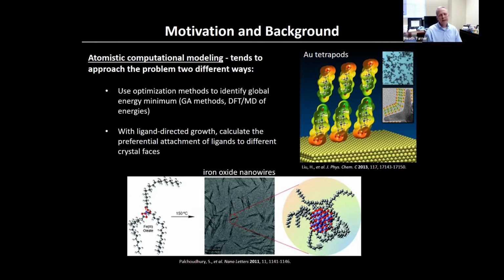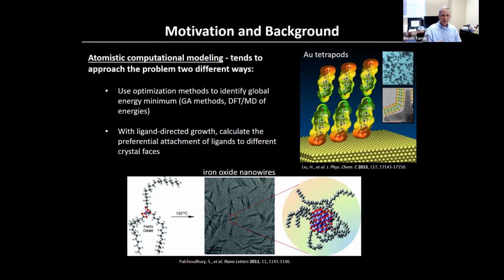In other ways, some people looked at the binding of ligands on different metal surfaces to try to predict the growth or the shape of different nanoparticles that might transpire in a solution. So depending on the specific ligand, it'll bind to different crystal faces, and that might either enhance or deplete the growth along those crystal surfaces.